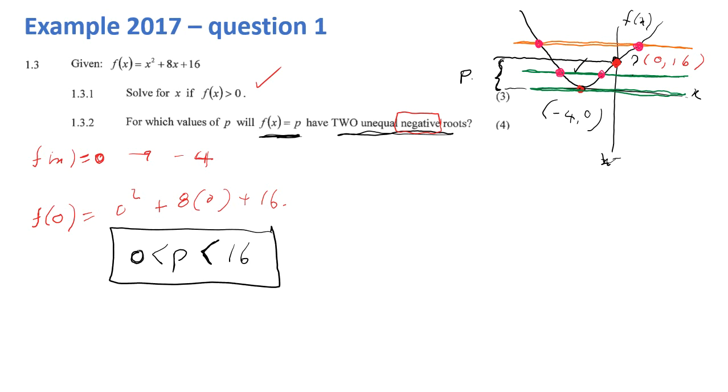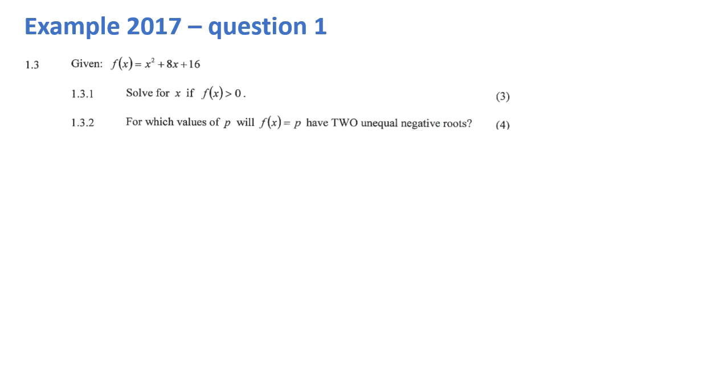I do apologize for this terrible small little graph over here, but the idea is that for p-values in this y range, those are the ones you want. Not including 0 and not including 16, but in between. Anything larger will give you 2 roots, but 1 positive and 1 negative, and they explicitly ask for 2 negative ones. Okay, so that was that. And I think that is question number 1.